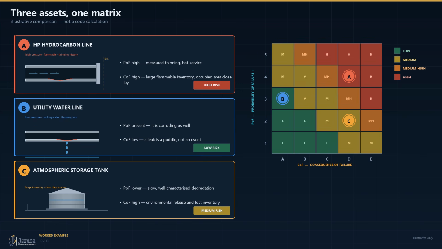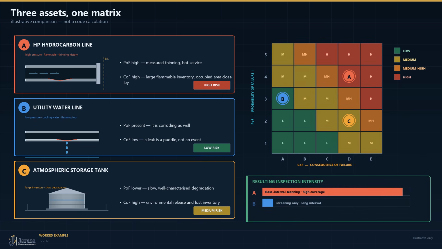C: an atmospheric storage tank, degrading slowly, so lower probability, but with a serious environmental and economic consequence. It sits in the middle of the matrix. Spread the same effort evenly, and you protect nobody.